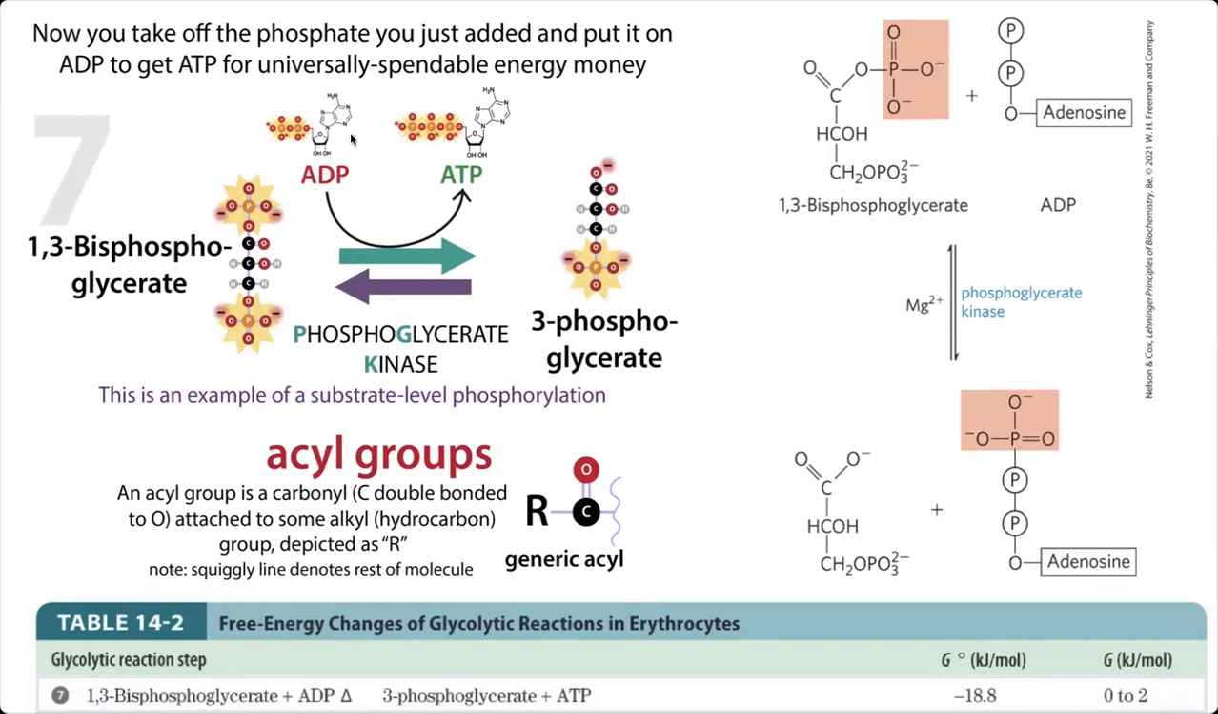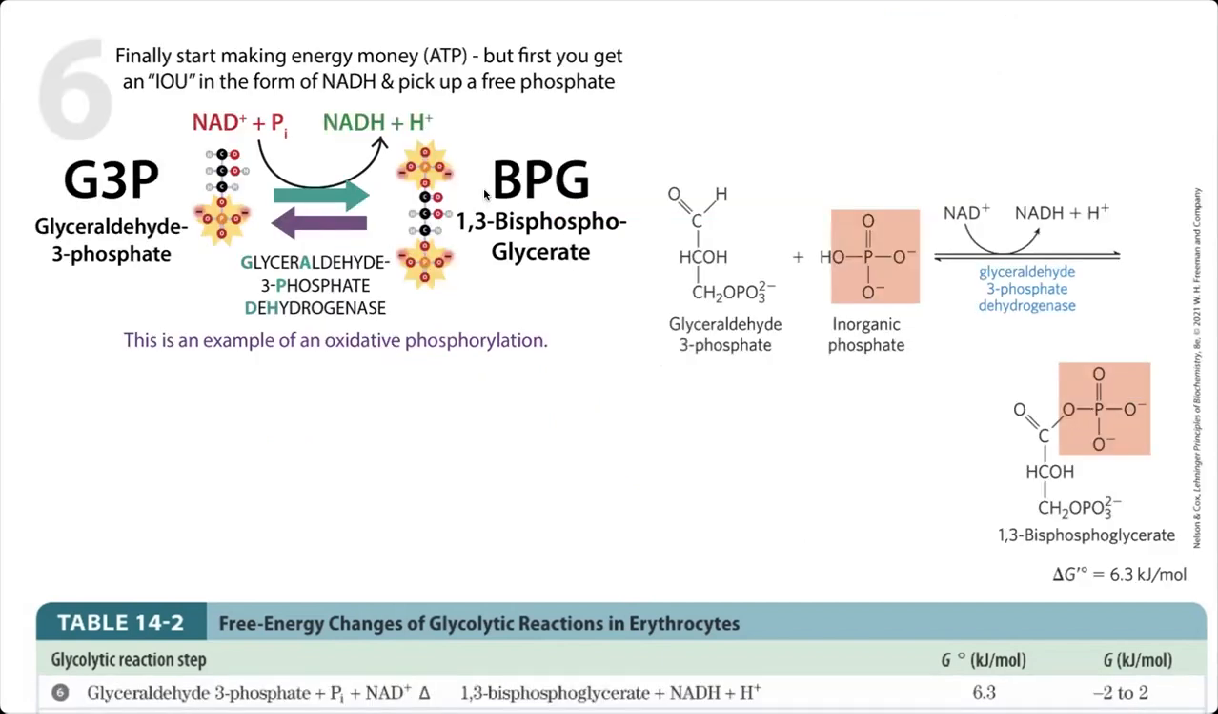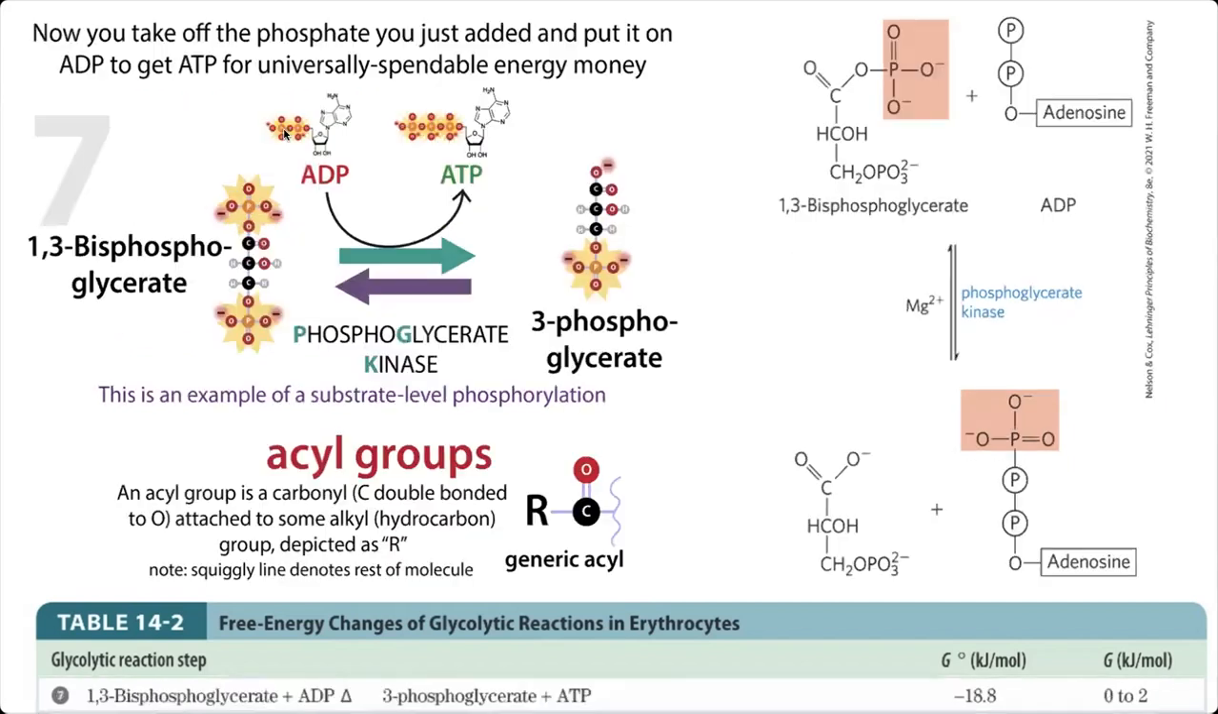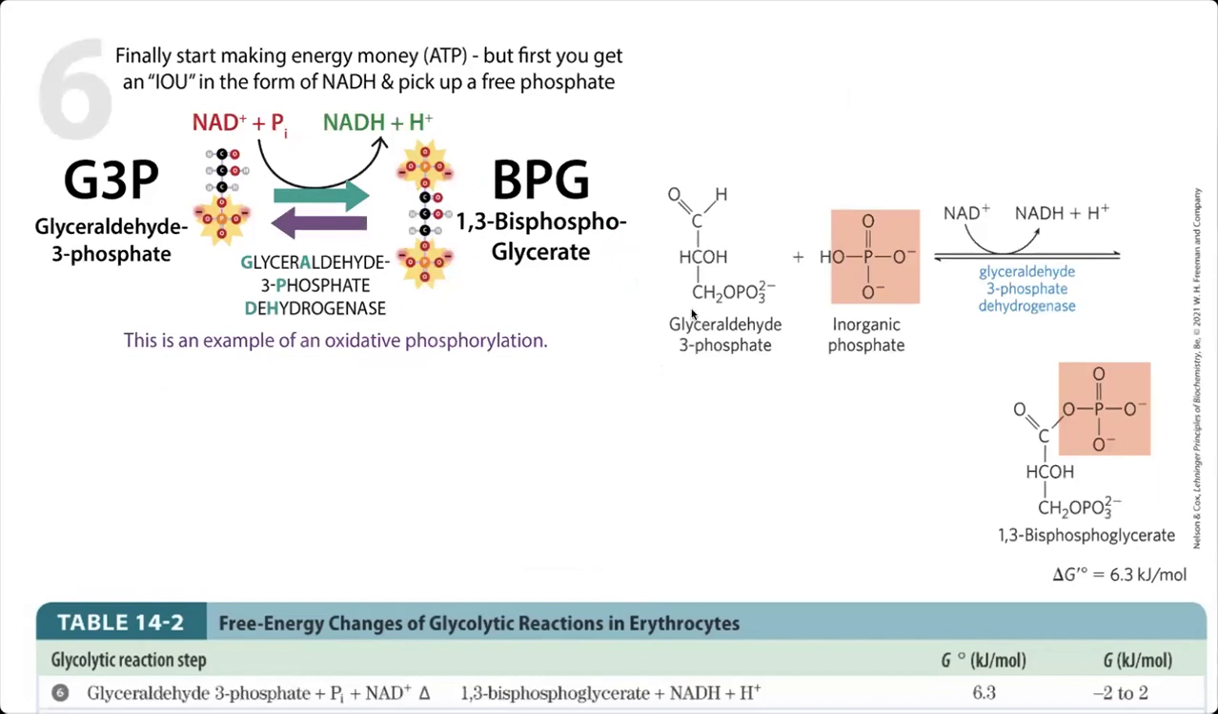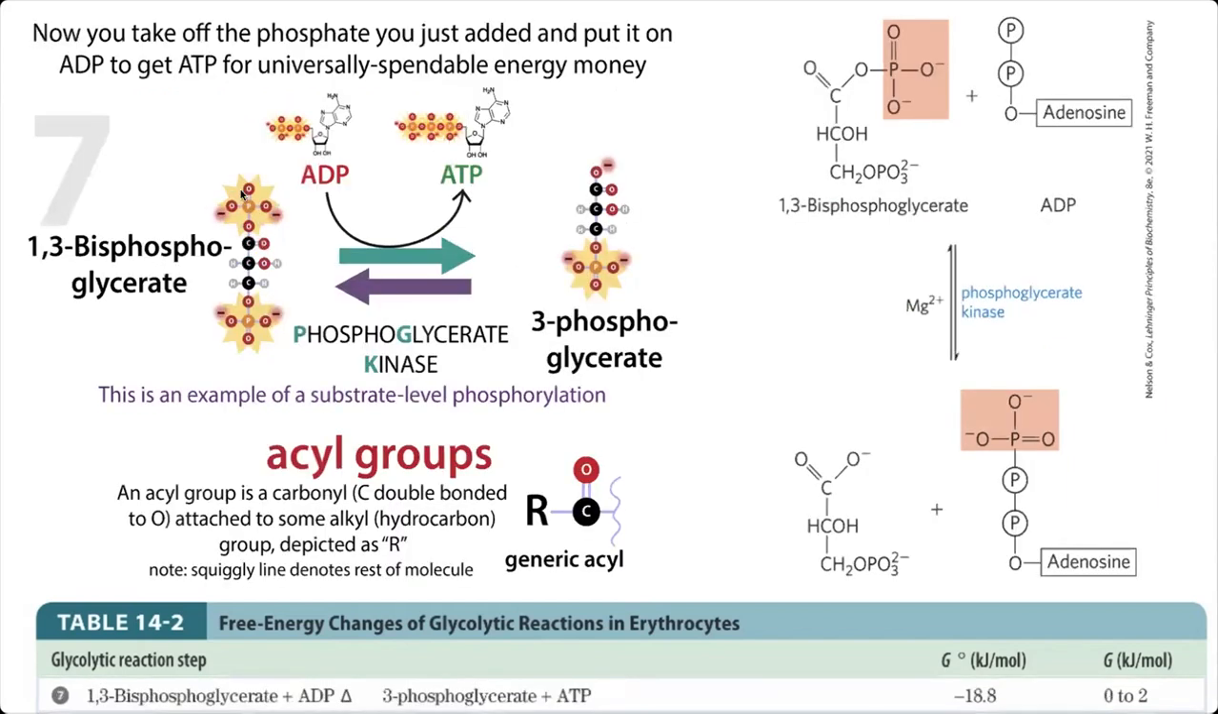Why? The reason is because we didn't have enough energy initially to stick that phosphate group onto ADP directly. However, by first sticking it onto the G3P to give us 1,3-BPG, now we do have enough energy in this acyl phosphate bond to power this.